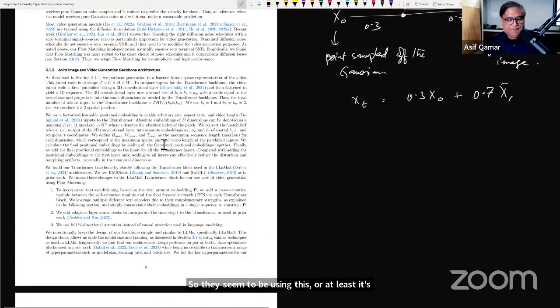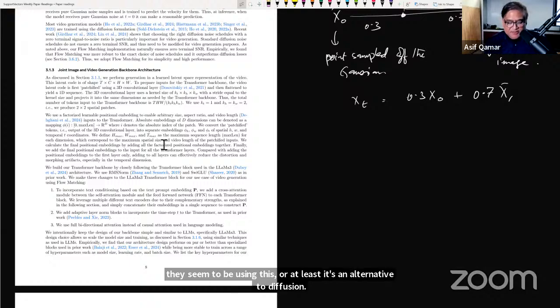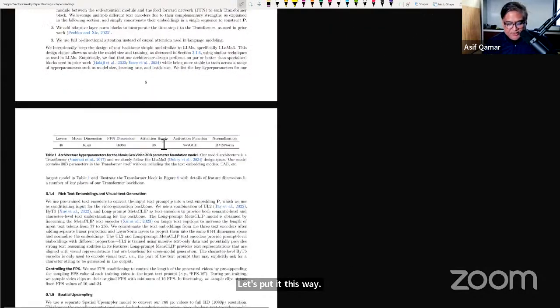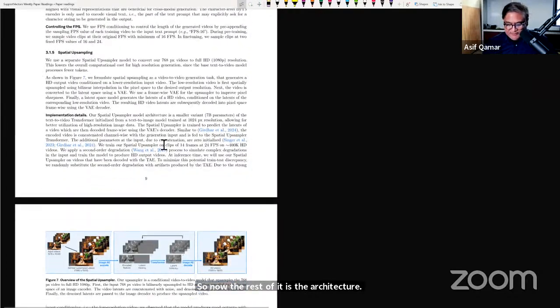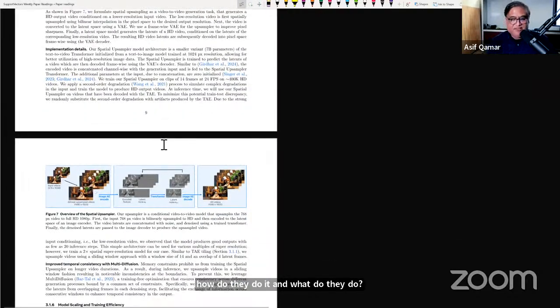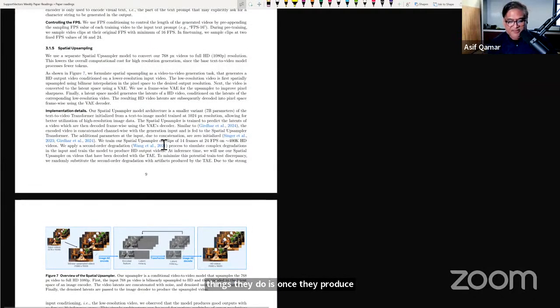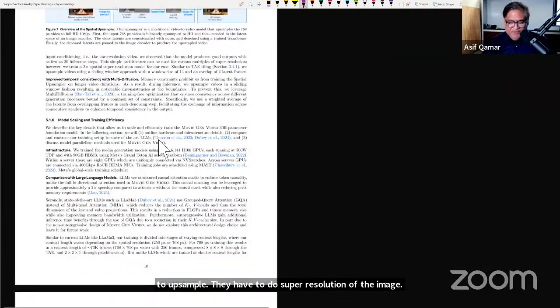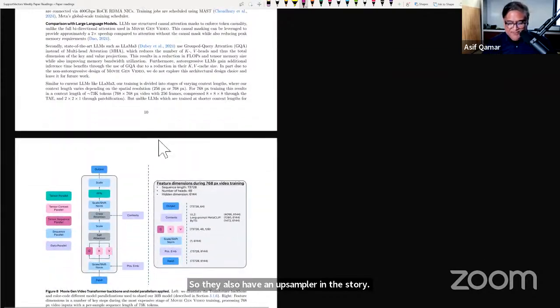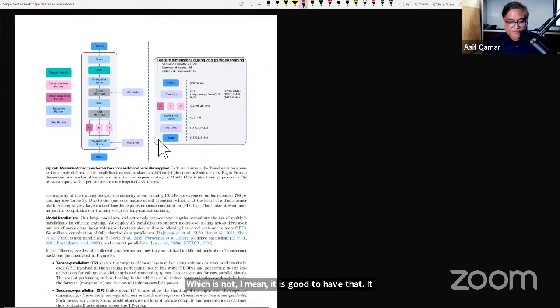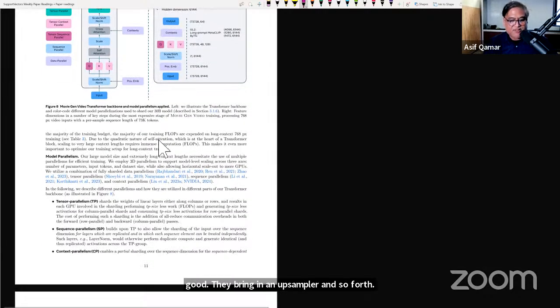Let's put it this way. So now the rest of it is the architecture. How do they do it, and what do they do? One of the things they do is, once they produce images, they have to upsample. They have to do super resolution of the image. So they also have an upsampler in the story, which is good to have. There is also a little more on the scaling and attention, given the input.